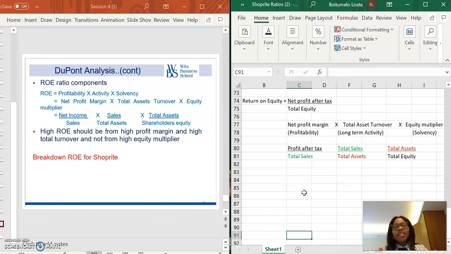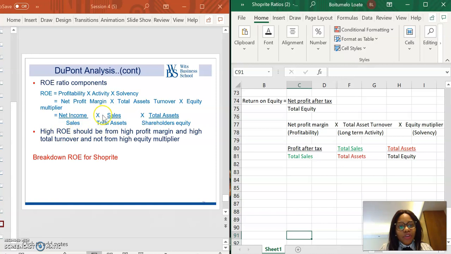We can split up this ratio into 3 different parts, and the 3 parts can cover different aspects of the ratios that we had already covered. We can cover profitability, we can cover activity, the long-term activity, and we can cover solvency. If you look here at the ratio, I've tried to replicate what we're looking at. The net profit margin, which is a profitability ratio, is net income divided by sales. Your total assets turnover, which is a long-term activity ratio, is sales divided by the total assets.